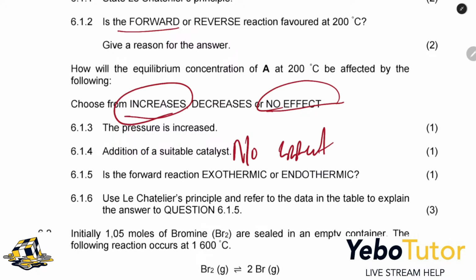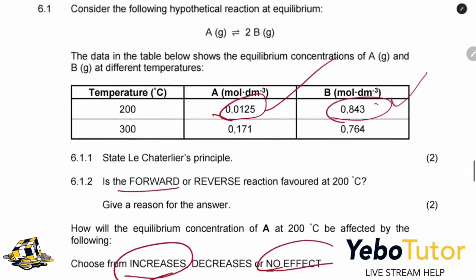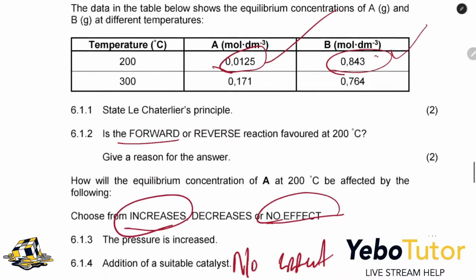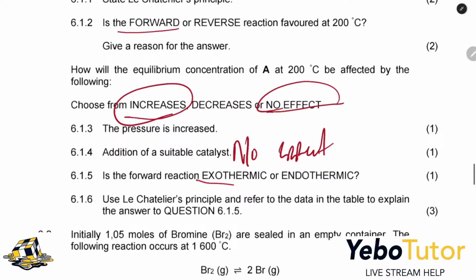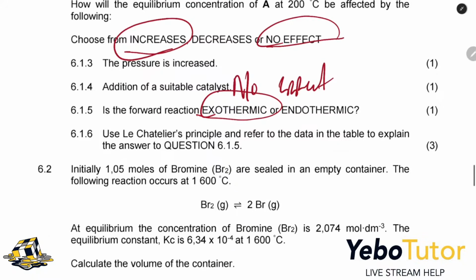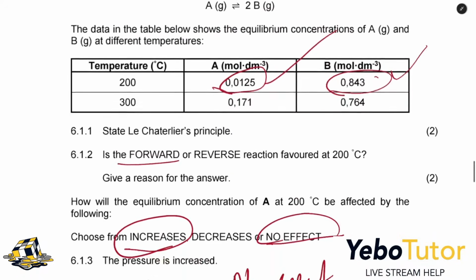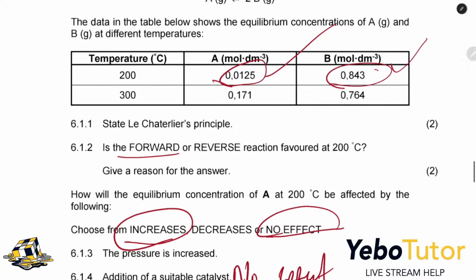Now, is the forward reaction exothermic or endothermic? Let's check that. Definitely we can see that this is exothermic. Now, using Le Chatelier's principle and referring to the data in the table, explain your answer to question 6.1. But why are we saying exothermic? We are saying exothermic because we can see that the concentration of A increased and the concentration of B decreased. As you can see here, at B the concentration decreased, at A it increases.